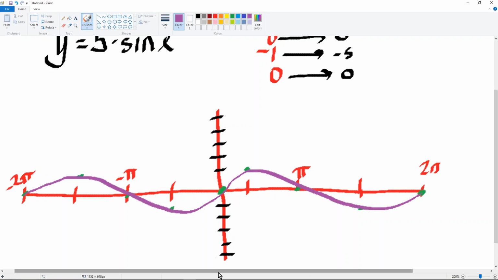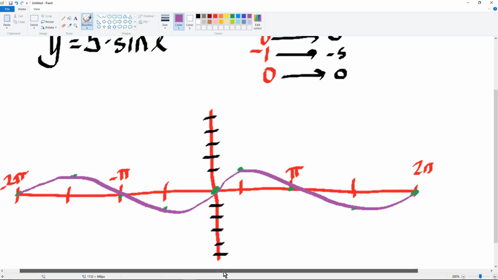Okay, so that's my parent function with two periods. Remember that a period is at the point where it starts repeating. So now, oh, it's actually graphed on there. Now I'm going to do the new magic number, so I'm going to graph those.